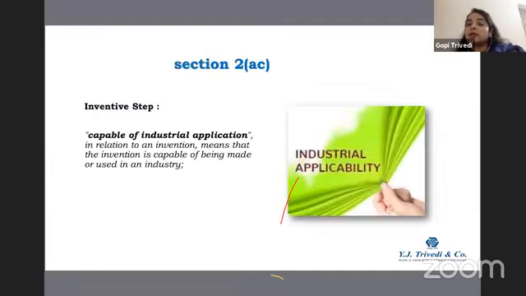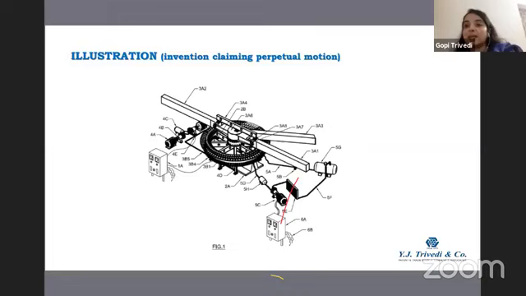Now, we might wonder whether such inventions really happen. So I've tried to use an example which claims a perpetual motion. Any product or any apparatus with perpetual motion is of no use to the industry. My fellow participants would definitely agree with me.